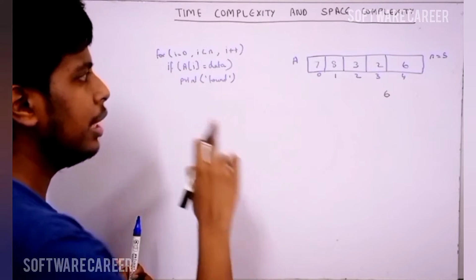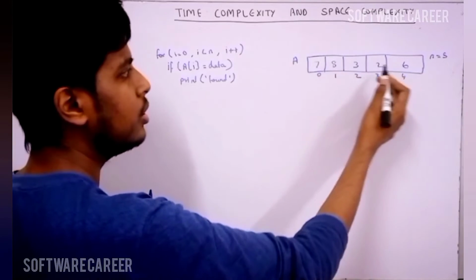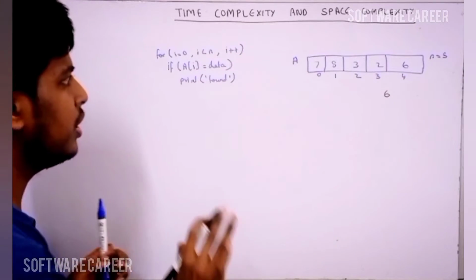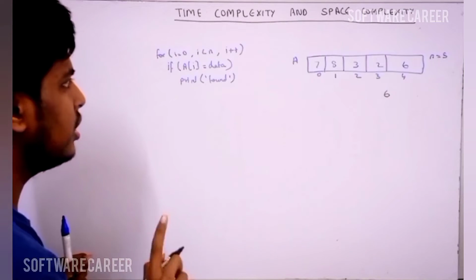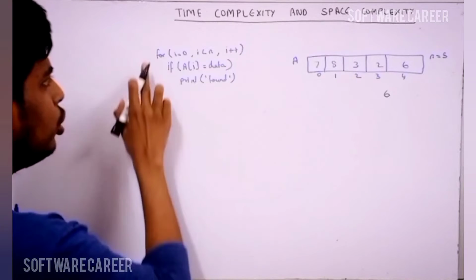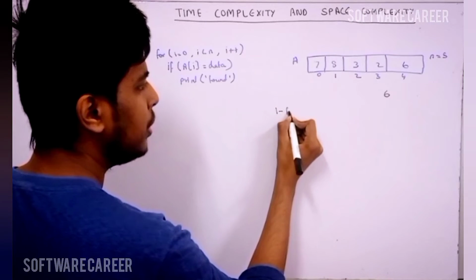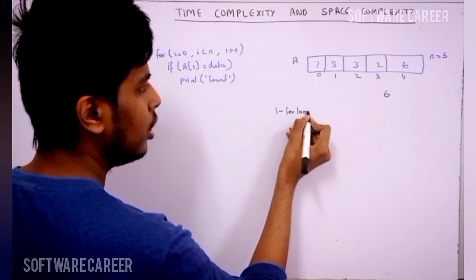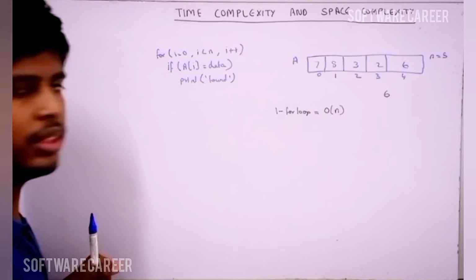Now I'll find the time complexity for this code. Time complexity is how much time it takes to run this code till its completion. Now see, the simplest method I will say first. Here the for loop is the only loop present. One for loop means the time complexity is O of n.